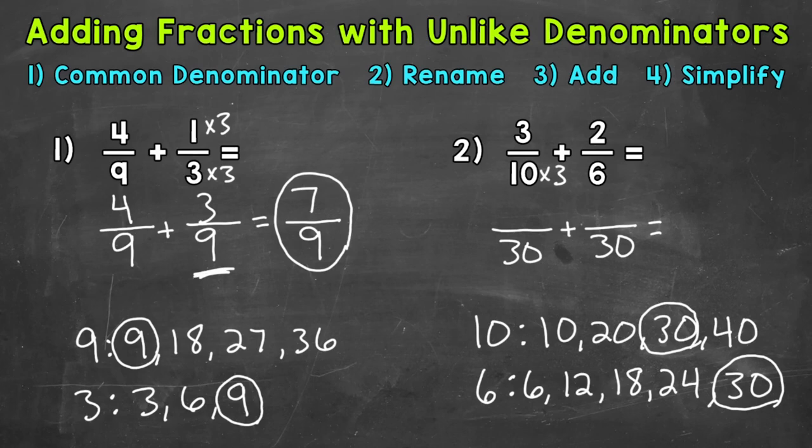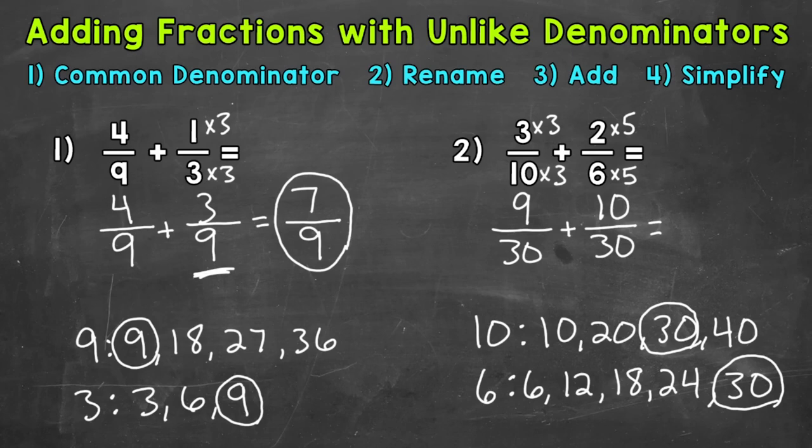In order to keep this equivalent, whatever we do to the denominator, we have to do to the numerator. So multiply the numerator by 3 as well. 3 times 3 is 9. So 9/30 is equivalent to 3/10, but we have that common denominator of 30 now. Now we do 2/6. So we think, how do we get 6 to equal 30? 6 times what is 30? Well, 6 times 5 is 30. Whatever we do to the denominator, we do to the numerator. So 2 times 5 gives us 10. 10/30 is equivalent to 2/6.